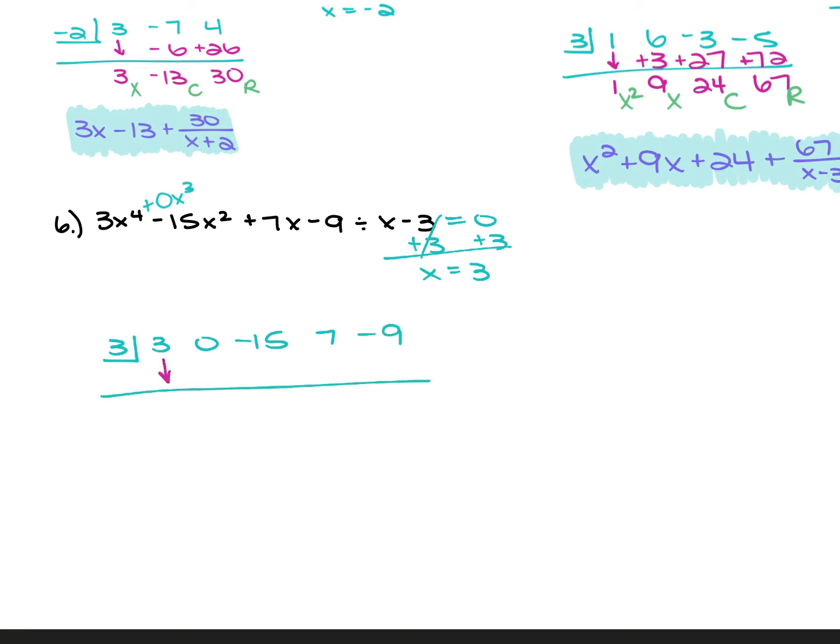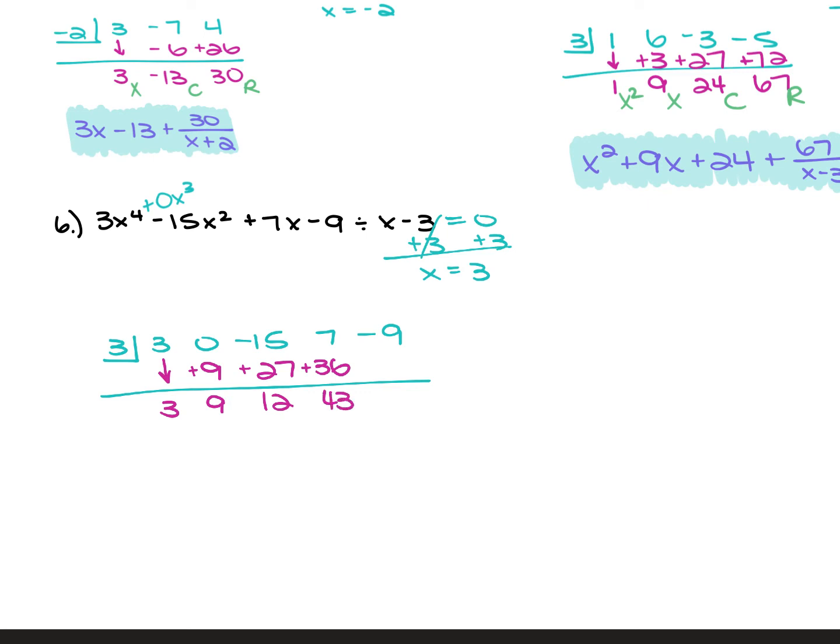Your 3 on the inside drops down. 3 times 3 is 9. Add that with the 0, that gives you 9. 9 times 3 is 27. Your 27 minus 15 gives you 12. Oops, not there. Here. So multiply your 12 with the 3, that gives you 36. Add that 36 with the 7, that gives you 43.